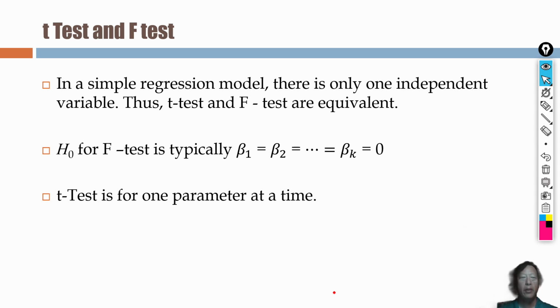So the t-test and f-test here are for a simple regression model. There is only one independent variable, right? So x is the one independent variable. That's why the t-test and f-test are exactly the same here. But usually the null hypothesis for the f-test is typically that beta 1, beta 2, and so on are 0. But the t-test is for one parameter each time. So each separate parameter.